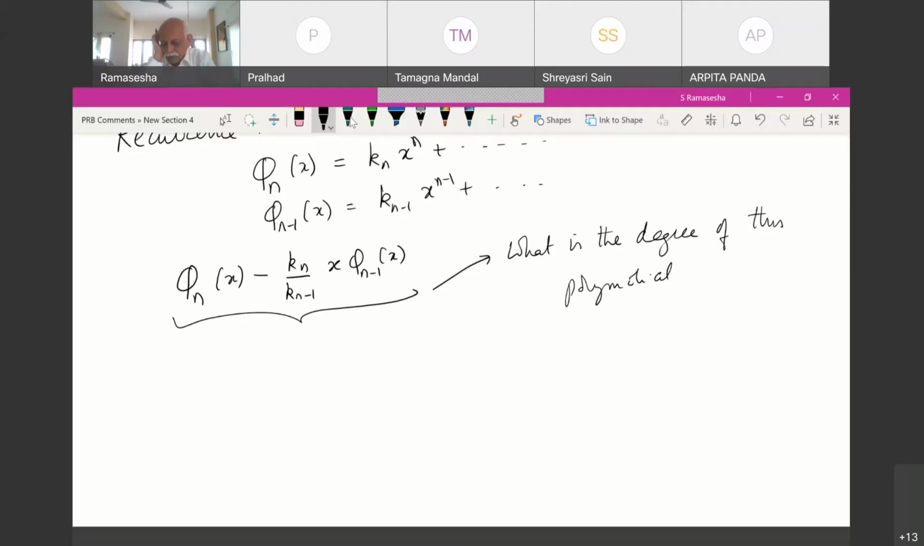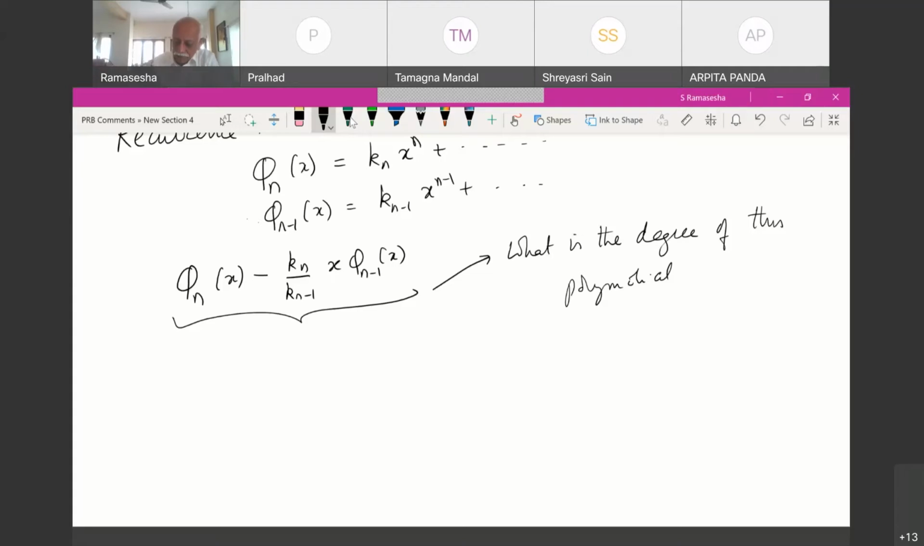Are you people able to hear me? Sir, your voice is breaking. But I'm asking you, what is the coefficient of x to the power n in x times P(n-1)? What is the coefficient of x to the power n in this? Kn. No, only in this one. We are multiplying this by x. If you multiply this by x, you get K(n-1) x to the power n, right? Yes, sir.